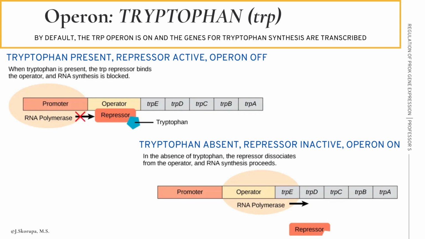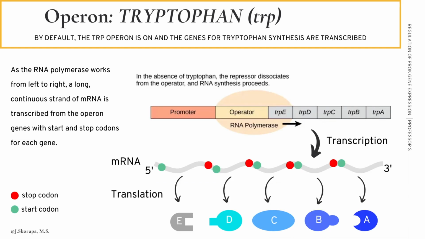Here's a comparison of the two states with and without tryptophan for your notes. Again, notice that when tryptophan's present, it's binding to its repressor, and the repressor is going to bind to the operator and block RNA polymerase, and this turns the trp operon off. When tryptophan is not present, the repressor is not activated, it's not bound to the operator, and RNA polymerase can read the operon. So let's continue with the operon on. We want to express the genes that make tryptophan.